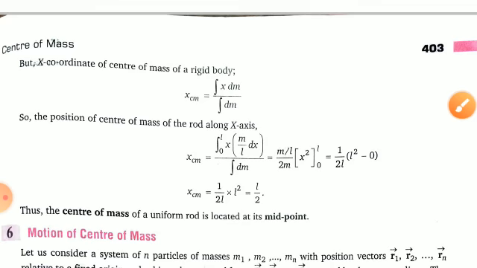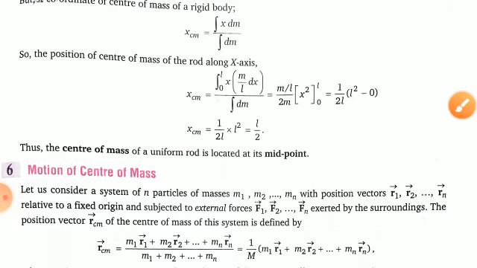Fine. As we discussed about the cone in our previous lecture, the center of mass of the cone is situated at h by 4, which is 1/4 of its total height. Now here you can see the center of mass of a uniform rod is situated at half, meaning at its midpoint. Clear?